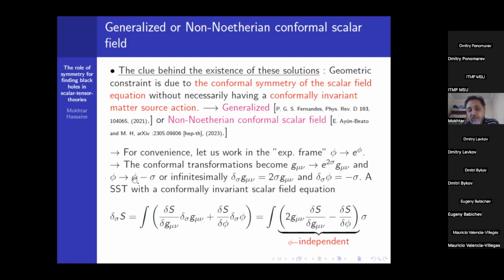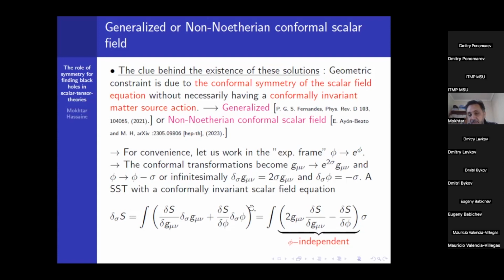Okay, so it's just a translation of phi, or infinitesimally, it means that delta sigma of the metric is proportional to 2 sigma g mu nu, and delta sigma of phi is minus sigma. That can be seen from there, infinitesimally. So if I take the variation of the action with respect to this infinitesimal parameter sigma, I get this stress tensor and the equation for the scalar field.